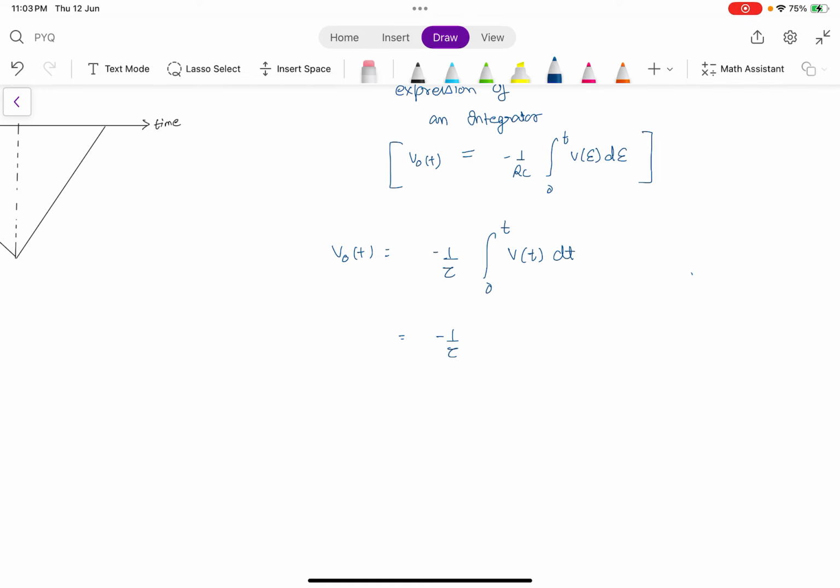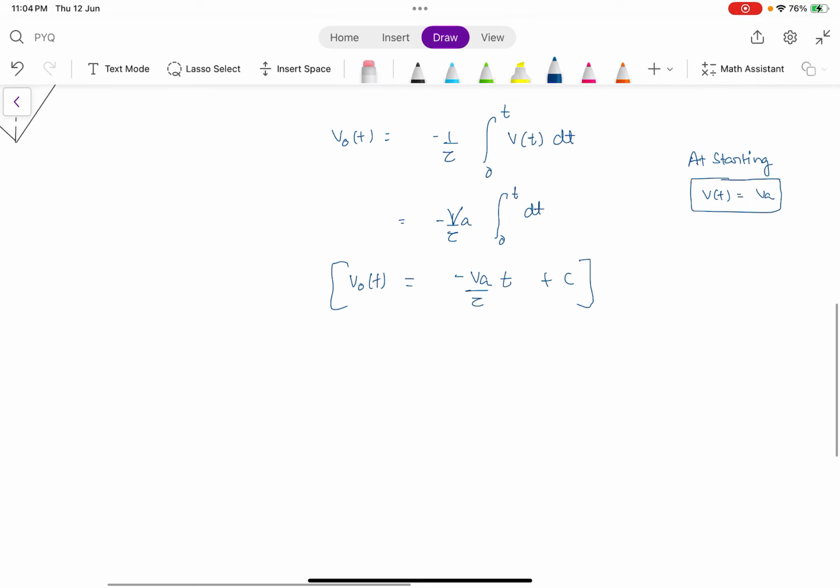When at starting, I will write V of t is your applied voltage, which is a positive value. So I will take out that VA and integration 0 to t dt, which will give you minus VA over tau t, V naught of t, plus constant. It is an indefinite integral.